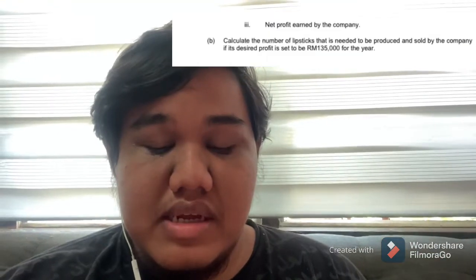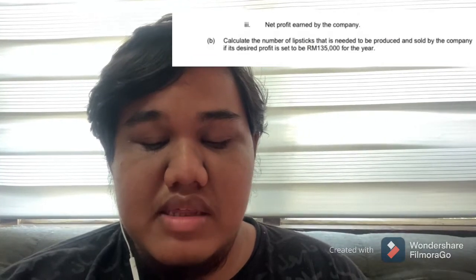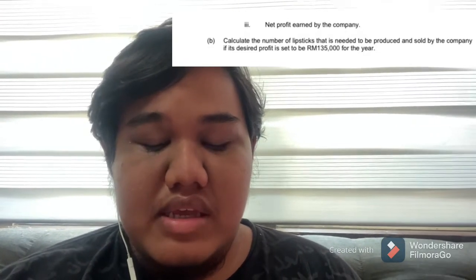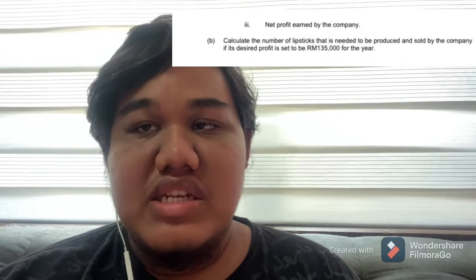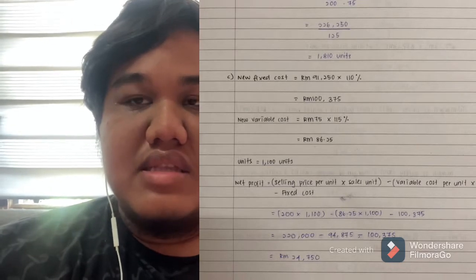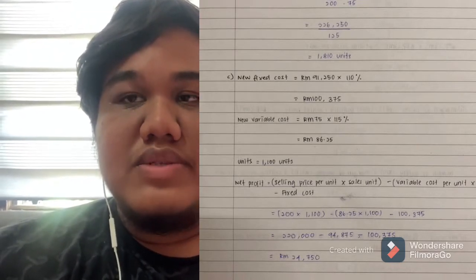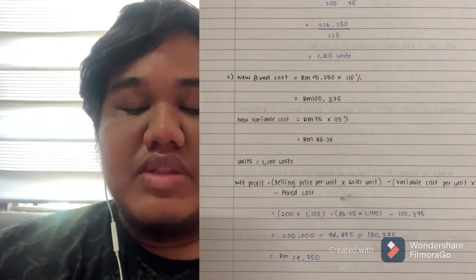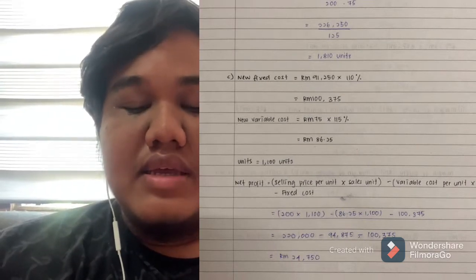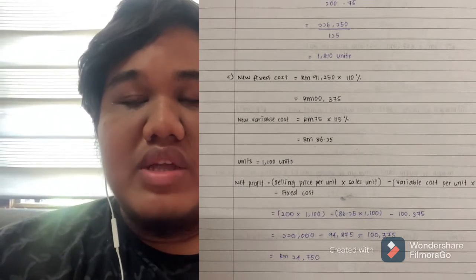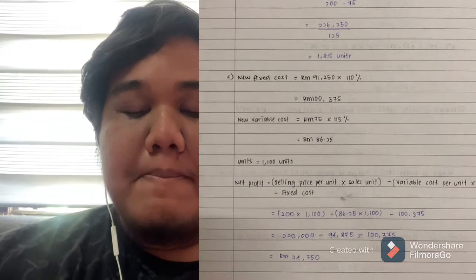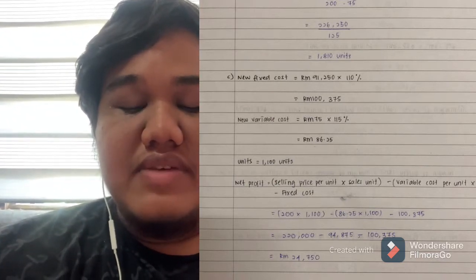For question B, they are asking to calculate the number that is needed to be produced and sold by the company. The desired profit is set to be RM135,000 for the year. So we will use the formula target sales volume. The formula is fixed cost plus net profit divided by the selling price per unit minus variable cost per unit. So the fixed cost is 91,250 plus the new net profit 135,000 divided by the selling price per unit RM200 minus variable cost RM75.